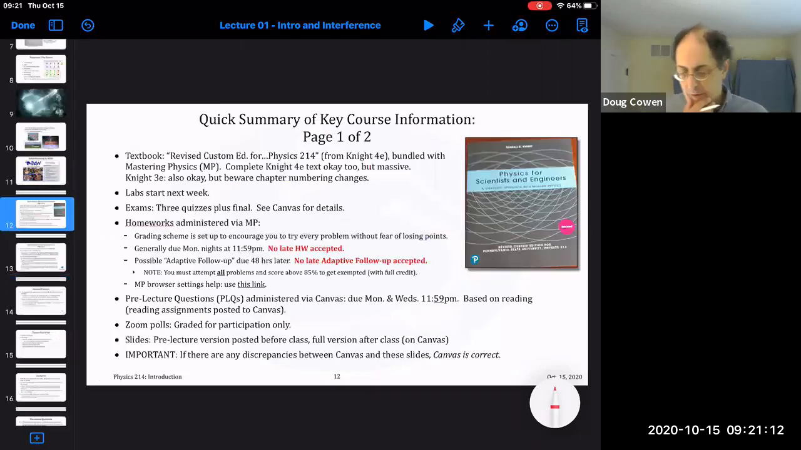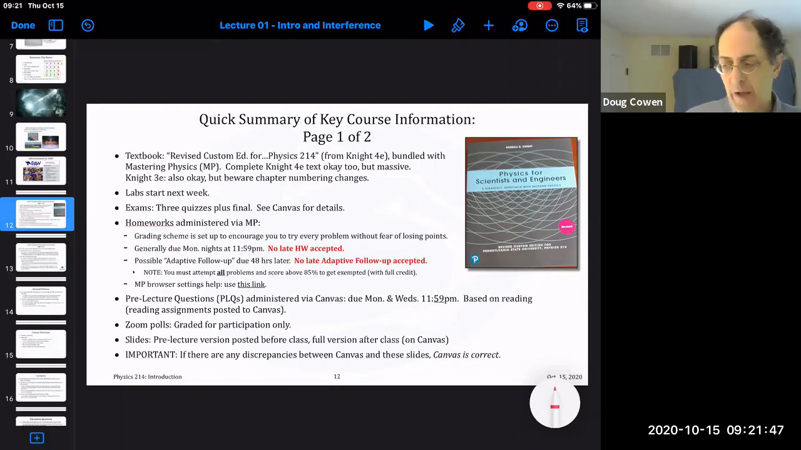Okay, quick summary of some key course information. So the textbook is a picture of it shown here. I have a copy that I'm showing here in the video screen, so that's what it looks like. This is a custom edition for Penn State. So it just has the chapters that are relevant to Physics 214. It's from the 4th edition of the Knight book. And it's bundled with Mastering Physics, which is what we're going to be using for the homework.